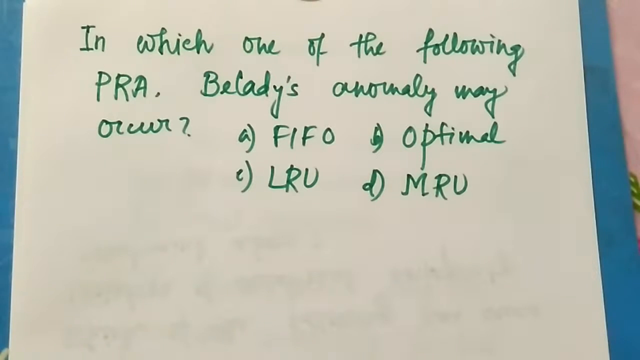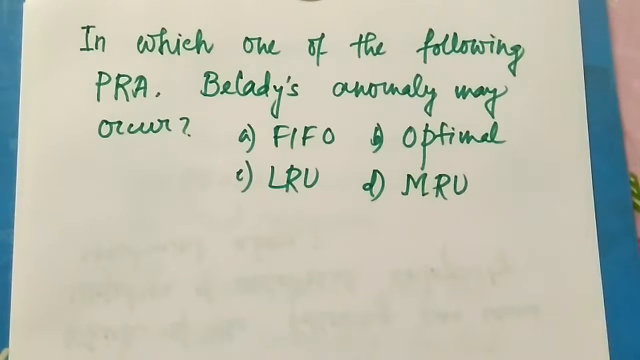fault will be reduced. Like first we have 3 frames in main memory, and there is a sequence of page references. Now we have increased the frames from 3 to 4, but Belady's anomaly says that it is not necessary that page faults will decrease. So the question is, which of the following page replacement algorithms suffers from Belady's anomaly?